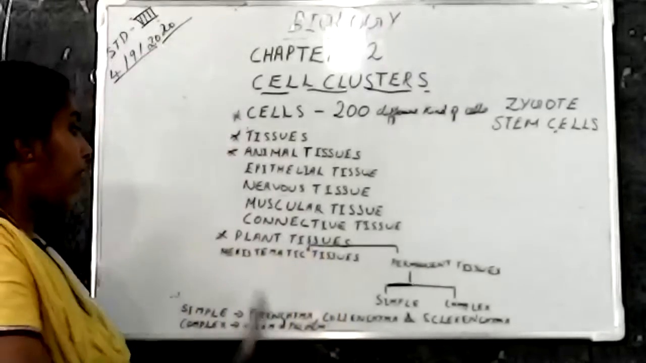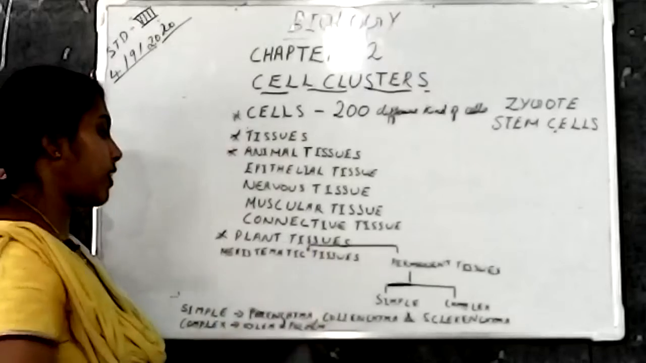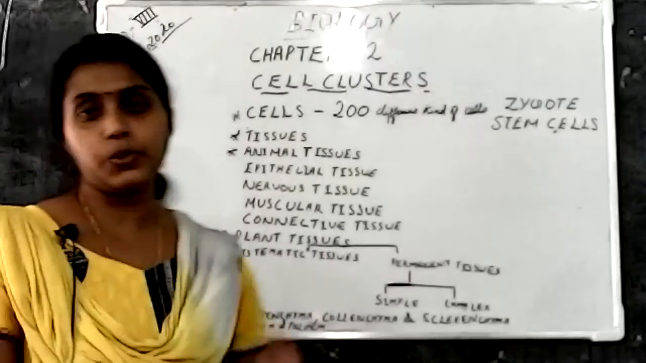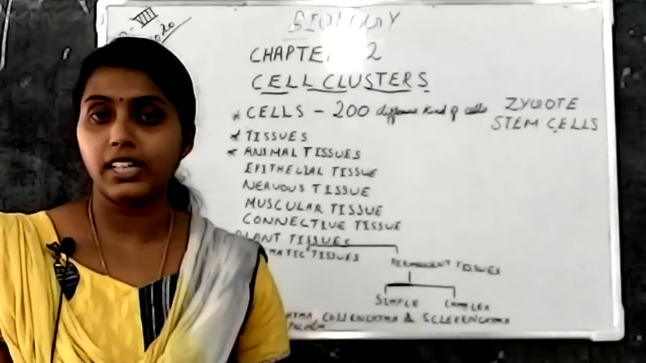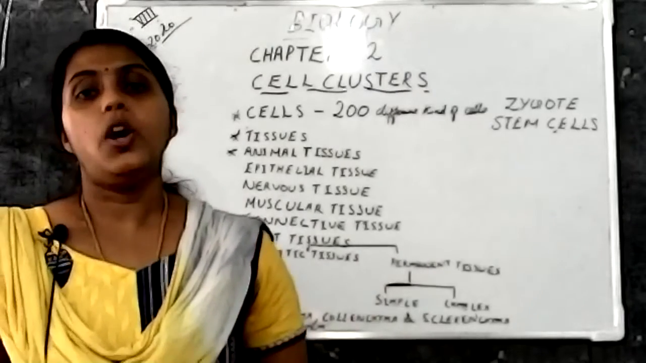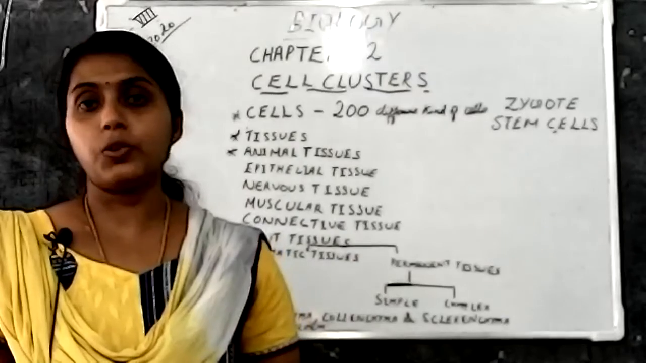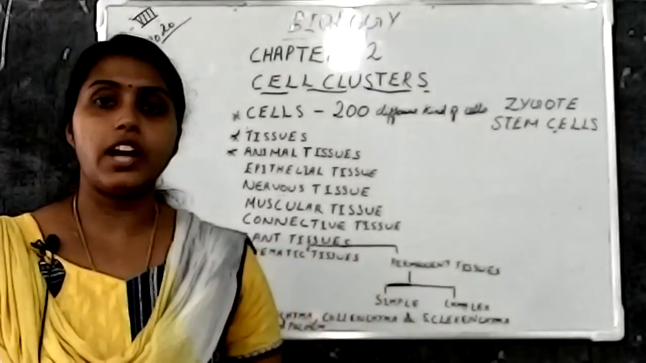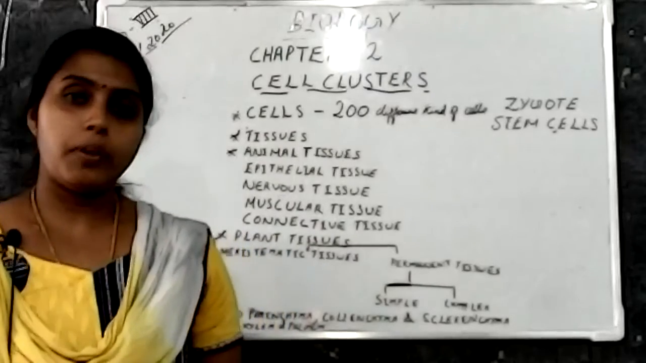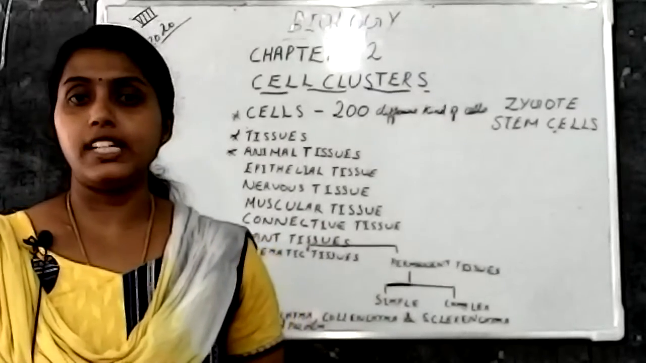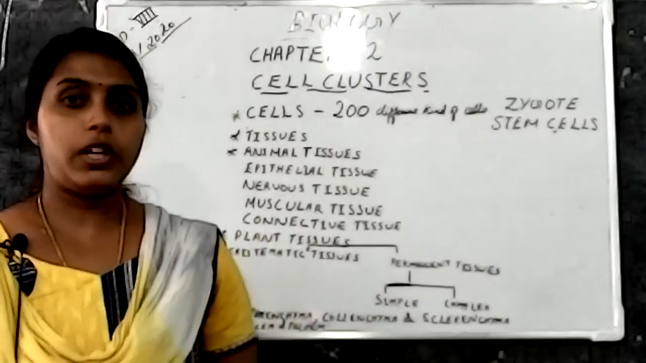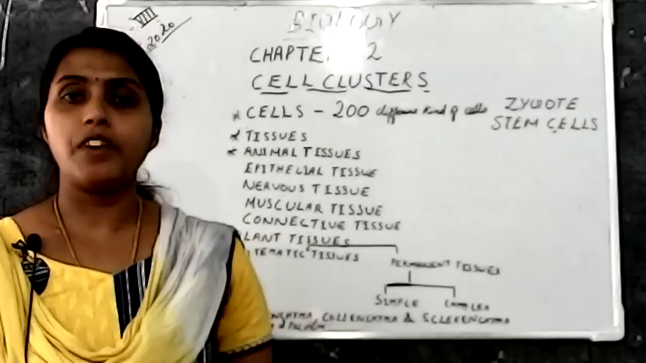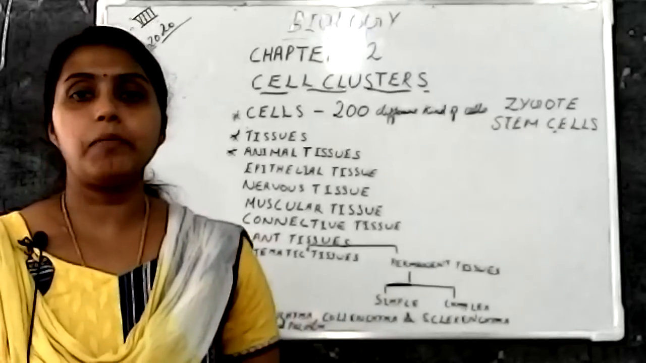Then about plant tissues. Plant tissue consists of two main types: meristematic tissue and permanent tissue. Meristematic tissue helps the plant to grow throughout its life. It undergoes repeated division and helps in the growth of the plant. It is present at the tip of the stem and root. So if a question comes asking why plants grow throughout their life, the answer is the presence of meristematic tissues.